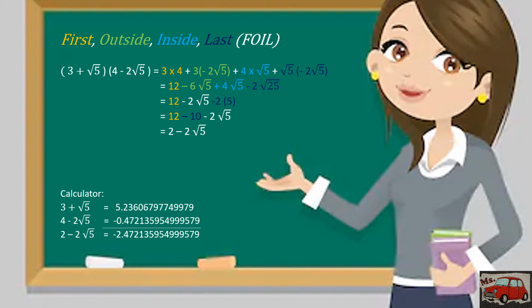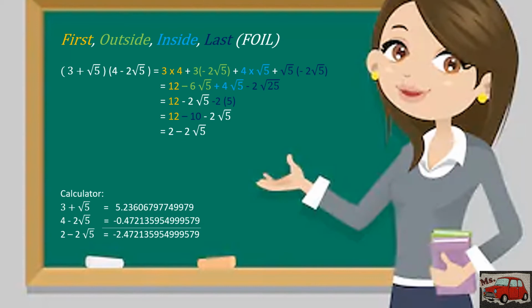So, I have here 3 plus square root of 5 times 4 minus 2 square root of 5. In this example, we will use the FOIL method. So, we have the first, outside, inside, last term. Multiply first the first terms, which are 3 and 4. Next, we multiply the outside terms, which are 3 and negative 2 square root of 5. Next, the inside terms, which are 4 and square root of 5. And the last terms, we multiply square root of 5 and negative 2 square root of 5. Okay? So, the next step is to multiply.